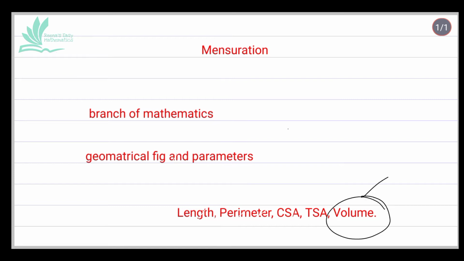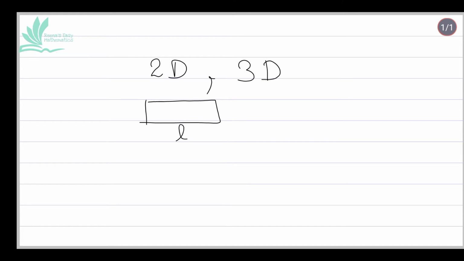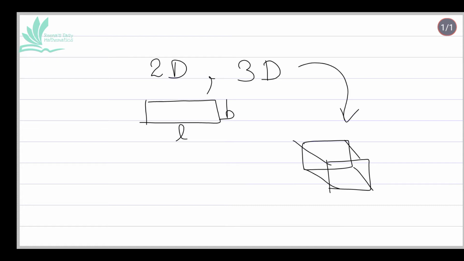So let's start with basic of mensuration. First of all, try to find out the difference between 2 dimension and 3 dimension. First of all, we are having the plane figures and they are having only the 2 dimension like length and breadth. But if I'll add height to the plane figure, it will become 3 dimension figure because it is having length as well as breadth as well as height.